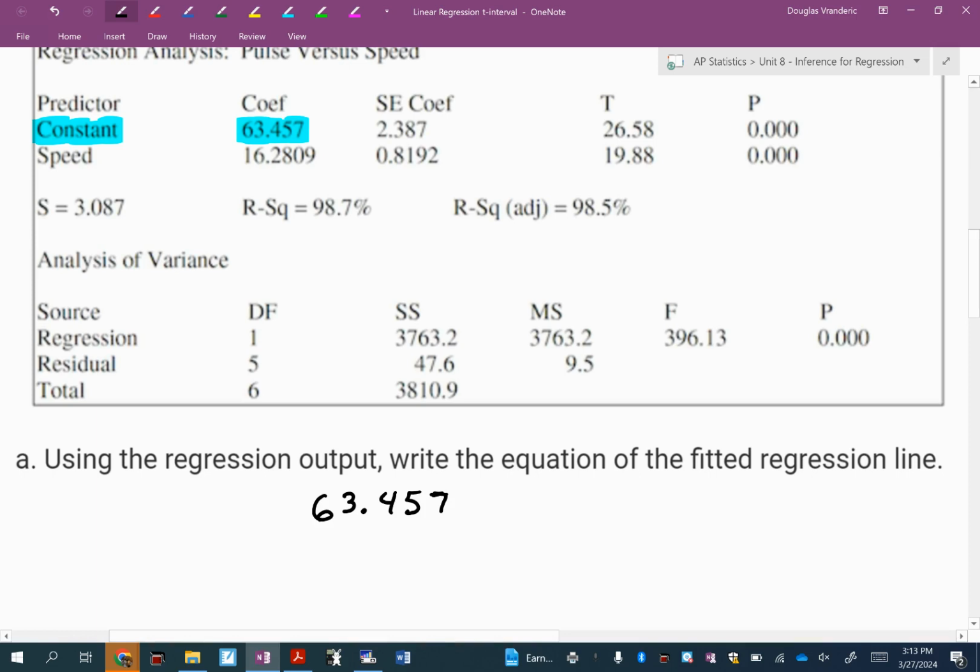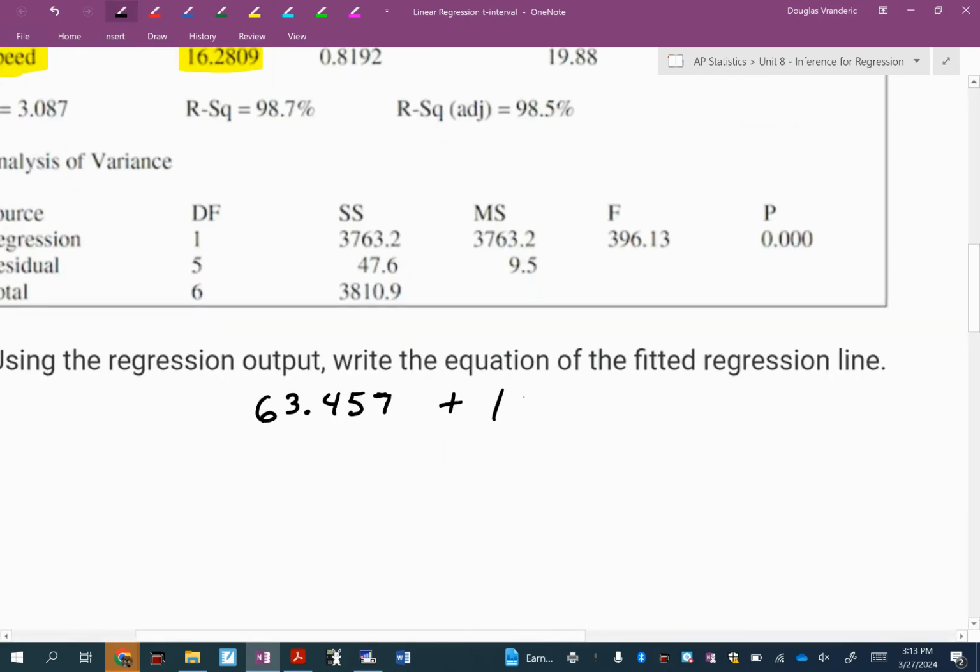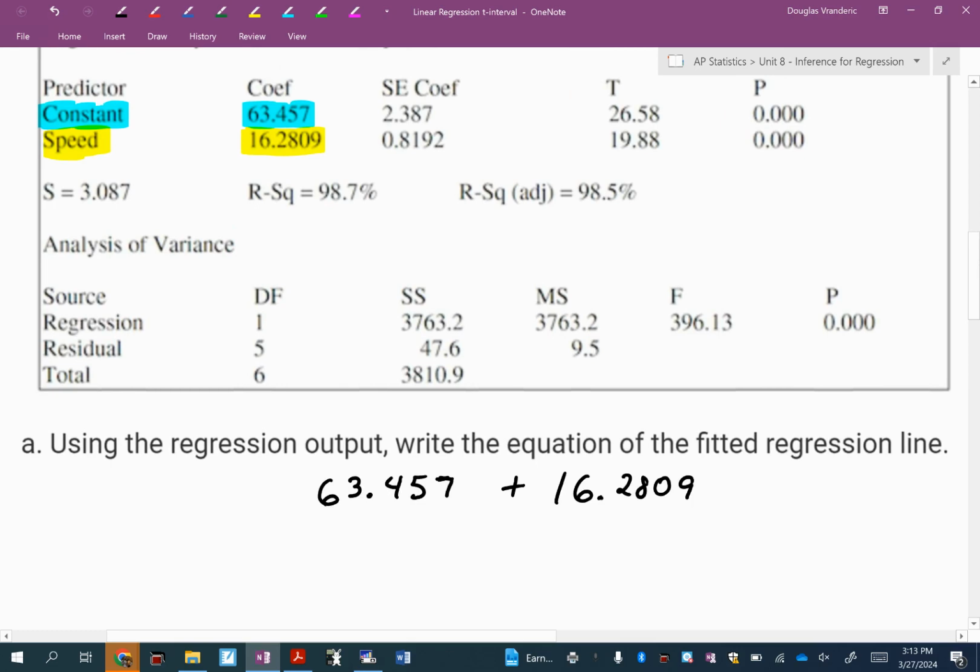Now, if I highlight speed, this is our x variable. Do you remember what this coefficient is called? The slope. So I'm going to put plus 16.2809. To make this easier, that slope that I highlighted in yellow, what is the word before that highlighted part? Speed. So make sure you put parentheses, speed. Could you put x there? Yes, you could, but then you would later have to say x is equal to speed. So I'm trying to save you time.